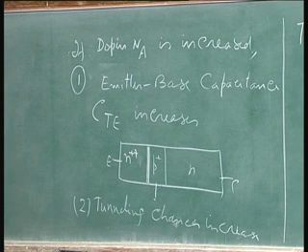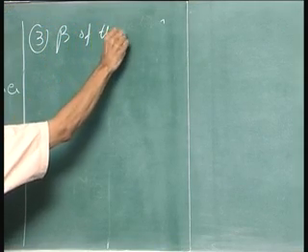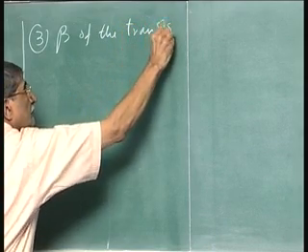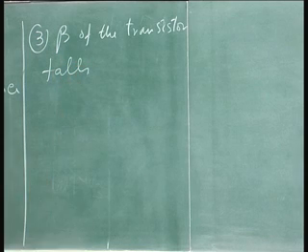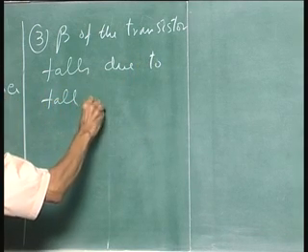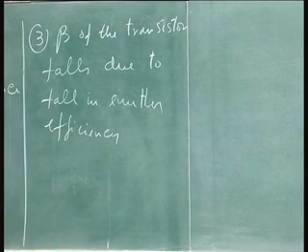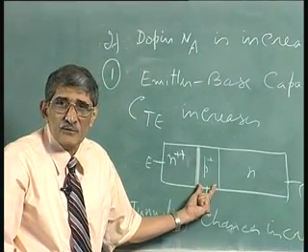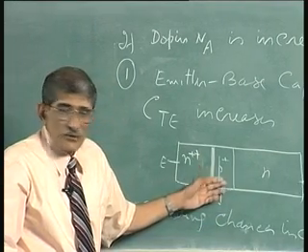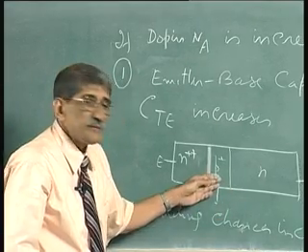Now, the transistor beta, the third one, is the beta of the transistor falls due to fall in emitter efficiency. If you do not recall, I will just write down some of the equations related to that. And the base width is so small, 0.1 to 0.2 microns, you may not have to worry about the recombination in the base. You may not have to worry about transport from the emitter to the collector. Transit times are very small compared to the lifetime. So, you will hardly have any recombination.